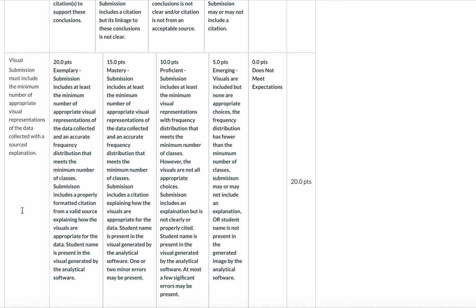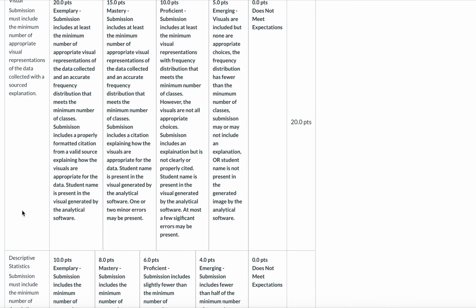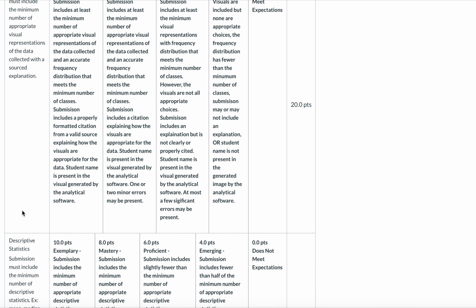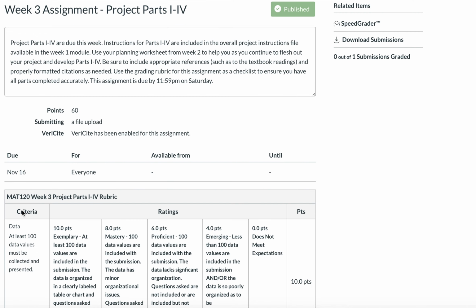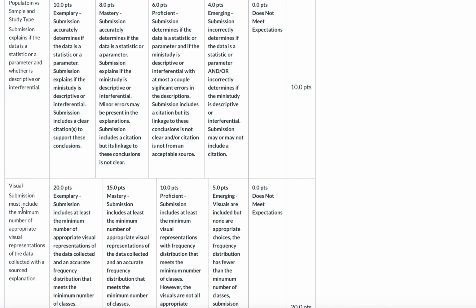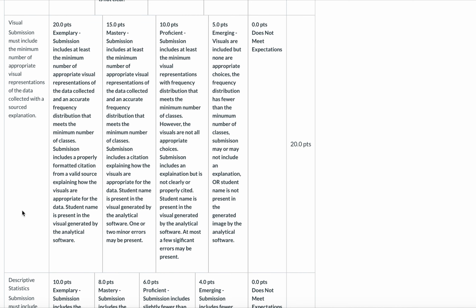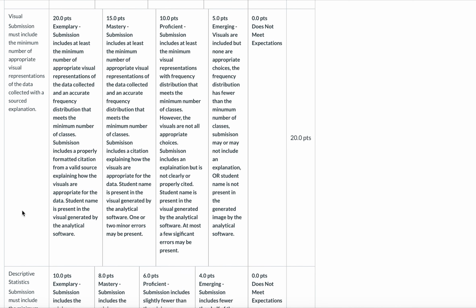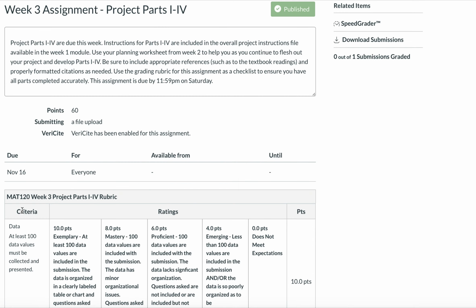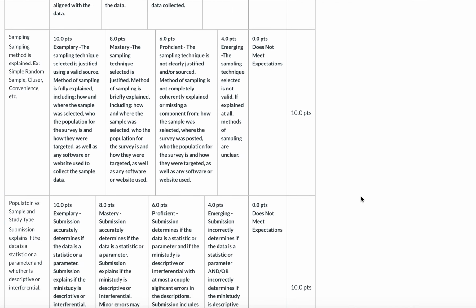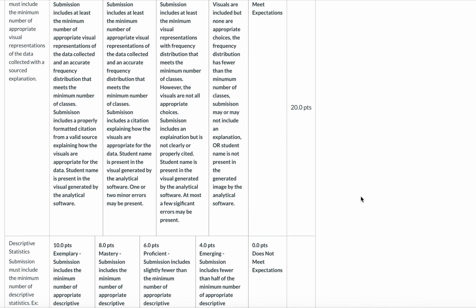Visual submission must include the minimum number of visual representations of the data with a sourced explanation. So that is, I chose a pie chart because a pie chart is the best way to represent the percentage of the population with a response. I'm looking for that. You have to have a citation. Your textbook is a valid citation.